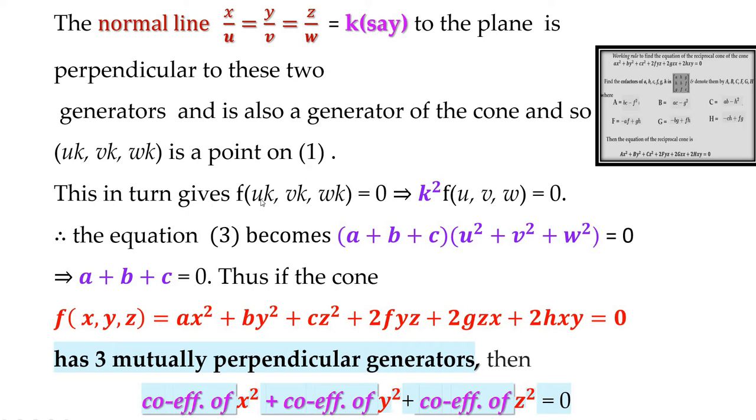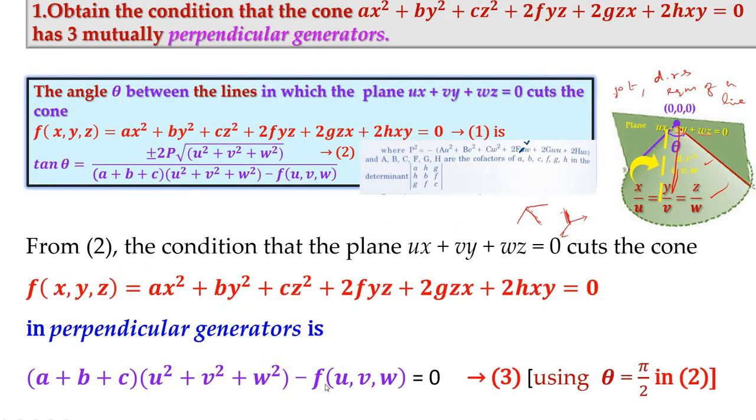So that in turn gives that you can replace x, y, z by this, and being a homogeneous equation you have that k square coming out. So f of k square into this equal to 0, k being non-zero, we have to have f of u, v, w to be 0. So in that f of u, v, w, if you replace that by 0, you are left with this, in which this is non-zero, and therefore a plus b plus c should be 0.